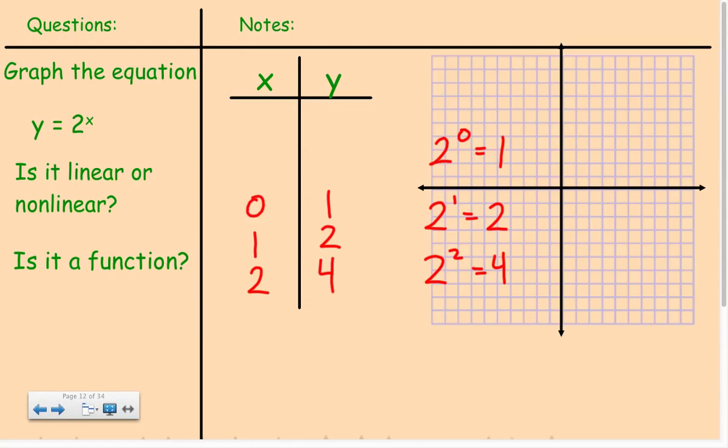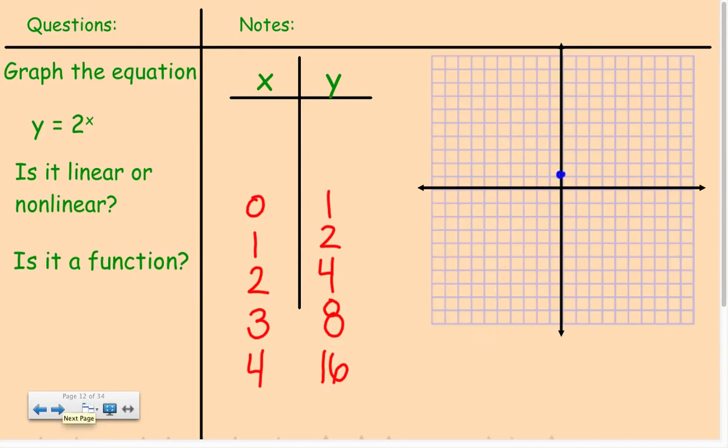And then let's add a couple more positive values. So 2 to the third power is 8. And 2 to the fourth power, remember that'd be 2 times 2 times 2 times 2, so 32. Oh, sorry, I multiplied that wrong. I was thinking 2 to the fifth. That would be 16. Okay, so let's erase these.